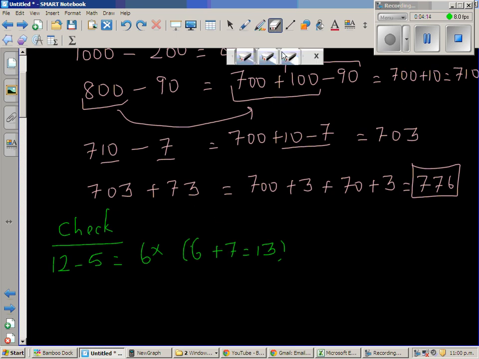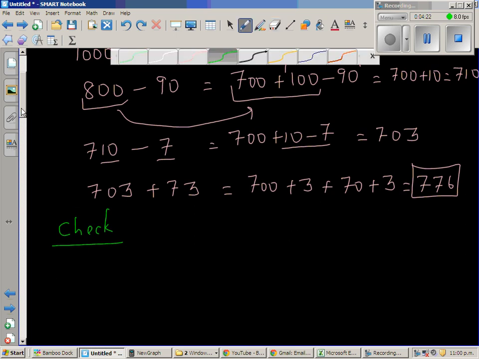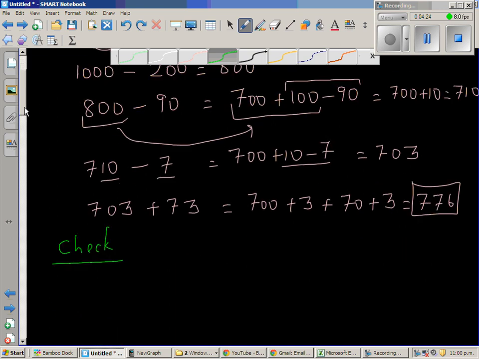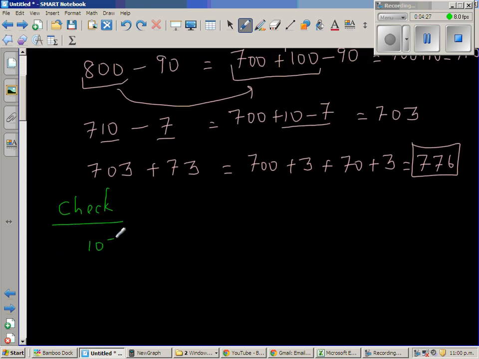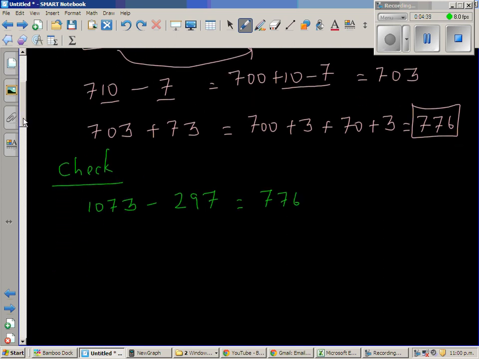In other words, if you want to check whether your subtraction is right, you do the opposite of subtraction, which is addition. So let us write the question again. We wrote 1073 minus 297. We wrote our answer is 776. If our answer is right, this is how I can check. 297 plus 776 should be 1073. Let us do that.